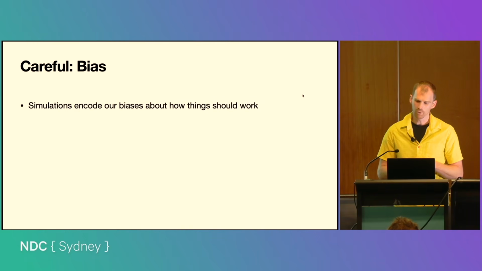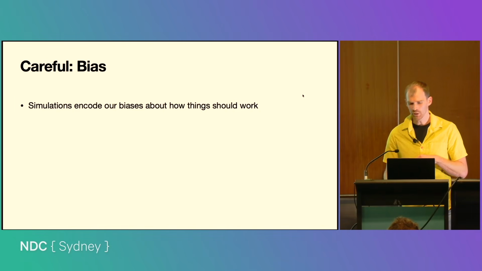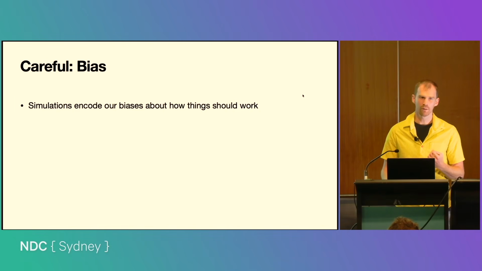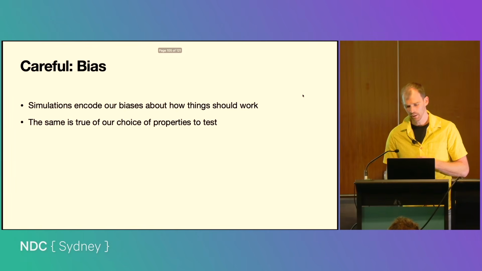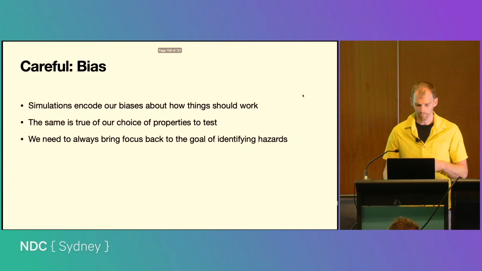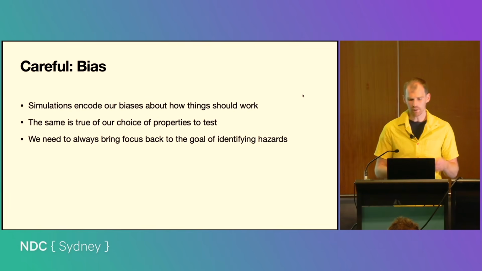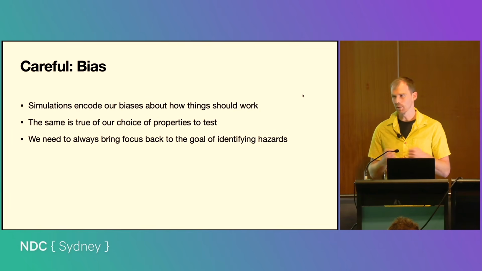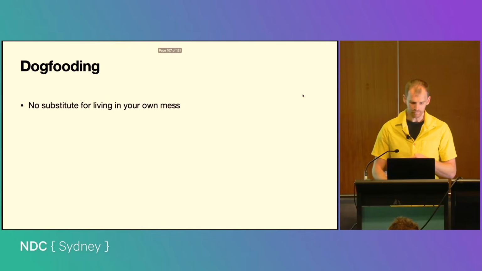You've got to be careful when it comes to simulations of biases, again with models, which is that simulations encode our bias of how we think things should work, not necessarily how they actually work. And the same is true of our choice of properties to test. You have to pick the right thing. So we always need to bring the focus back to the goal, which is to identify hazards.